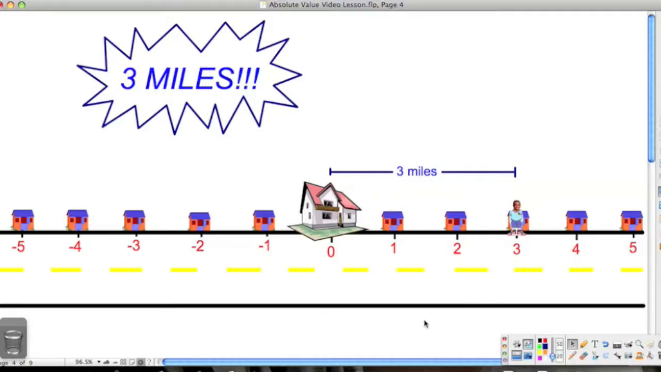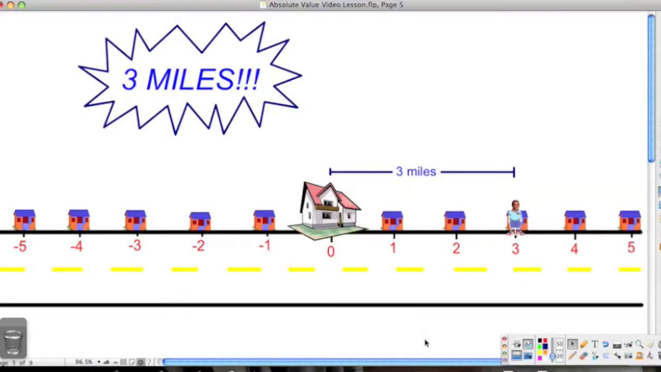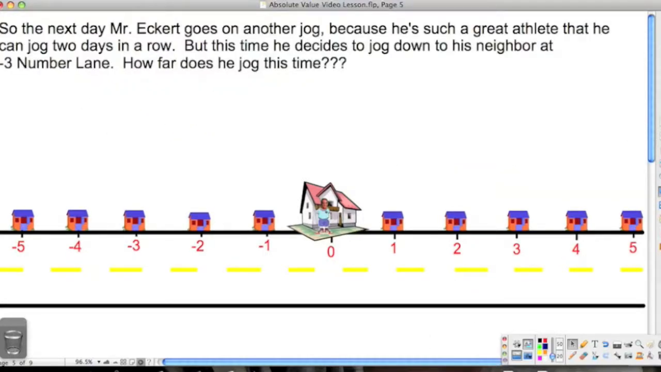Great job. And you might be thinking, wait a minute, Eckert, this really can't be math. This is just too easy. So here we go. The next day I go on another jog, and since I'm a super athlete, I can jog 2 days in a row. But instead of jogging to the right, this time I decided to jog to the left, down to my neighbor's house at -3 Number Lane.